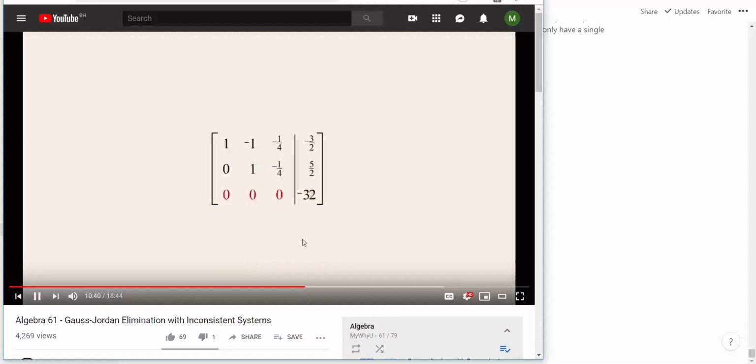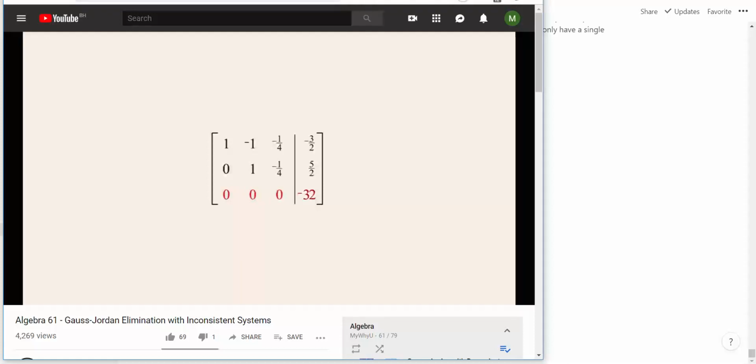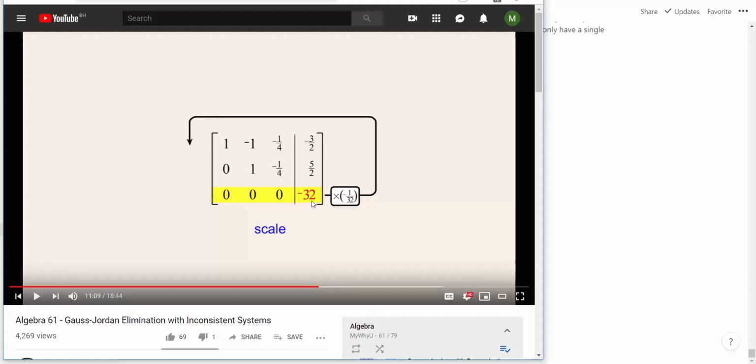Coefficient entries and a non-zero constant entry, indicating that this system is inconsistent. At this point, we can stop since we know that the system has no solutions, or we can continue until the matrix is in reduced row echelon form. To do this, we change the leading entry of row 3 to a 1, using a scale operation to multiply row 3 by -1/32. Which is weird. Why here? Why do you want to make this a leading one? I'm just confused about it.